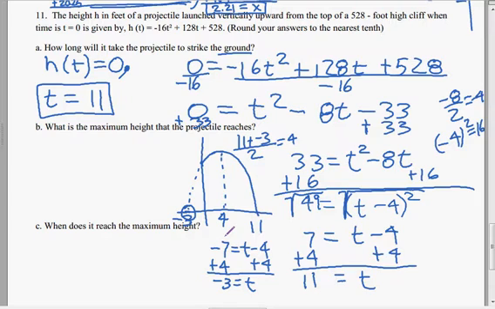And actually, we could have ended up with the vertex form in what we did. We had that t minus 4 here. That would give us the vertex form. That would tell us the 4. So I have 4 as the point where I reach the maximum height. And actually, that's the answer to question C. When does it reach the maximum height? It reaches the maximum height at t equals 4.